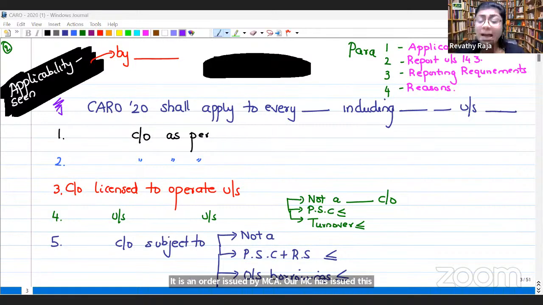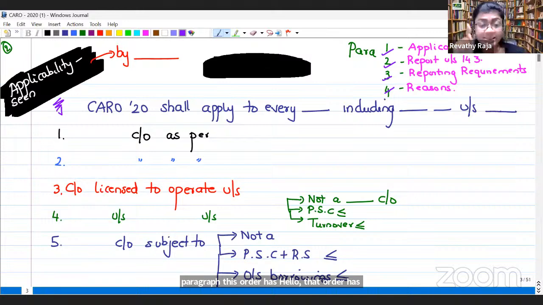How many paragraphs are there for this order? Anyone? This order has totally 4 paragraphs. Not 3, 4 paragraphs this order has. That order has 4 paras.